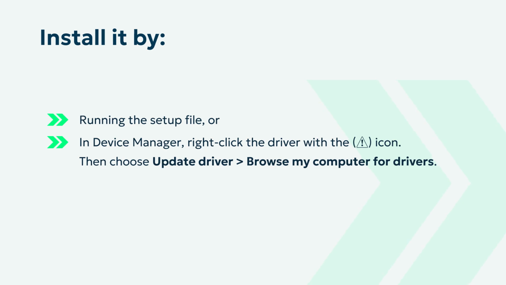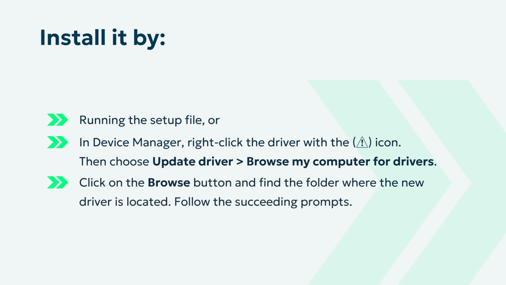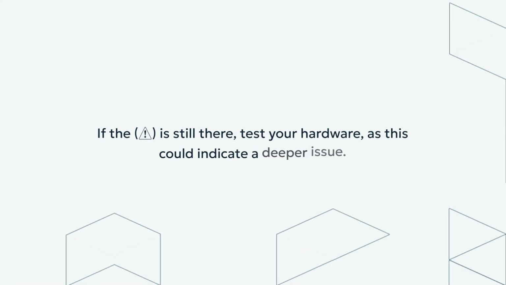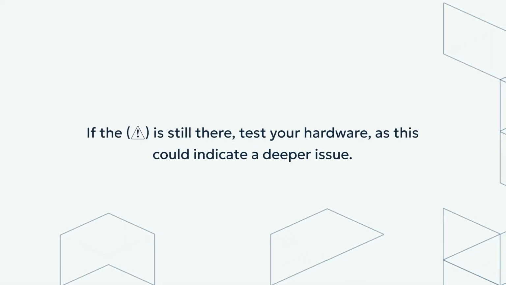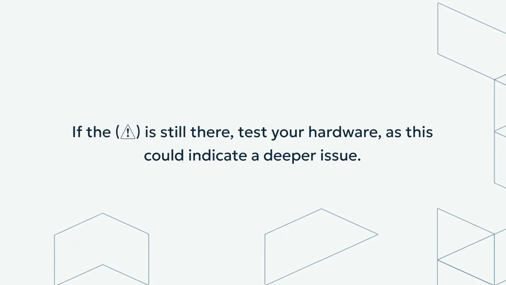Install it by running the setup file, or in Device Manager, right-click the driver with this icon. Then choose Update Driver, Browse My Computer for drivers. Click on the Browse button and find the folder where the new driver is located. Follow the succeeding prompts. If the symbol is still there, test your hardware, as this could indicate a deeper issue.